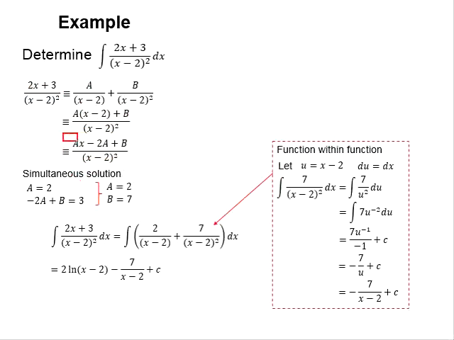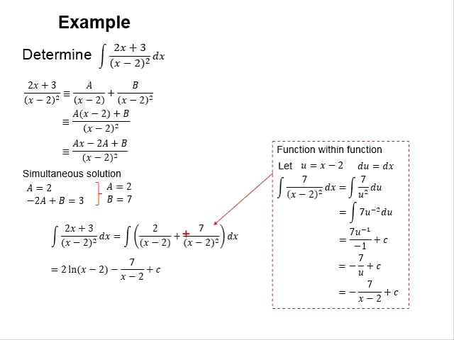You know that A is equal to 2. Minus 2A plus B will be equal to 3. Solve the two equations simultaneously, you get A and B. Substitute this A and B into the equations. You know that the integration of this will be equal to the integration of this. Then you can integrate the two terms separately.